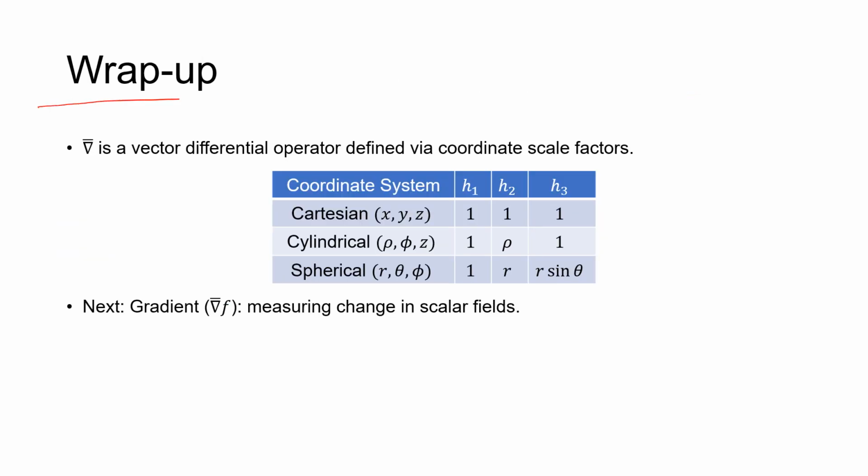So let's wrap up this video. We have started about the nabla or del, which is a vector differential operator defined by the scaling factor, and based on the coordinate system, the value of the scaling factor will change. Basically, when we have an angle, we will have a value for the scaling factor, otherwise it will be just 1. And in the following slide we'll start one of these differential operations, which is the gradient, which is used to measure change in scalar fields.